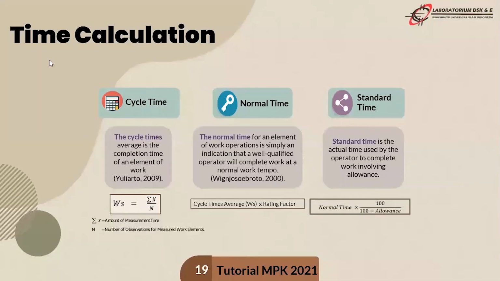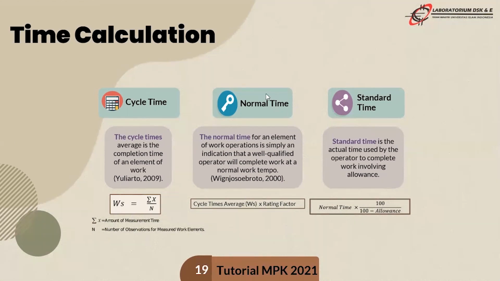Now move to the time calculation. The first is cycle time. The average cycle time is the completion time of an element of work, from Yuliarto 2009. The formula for the cycle time itself is sigma x divided by n, where sigma x is the sum of measurement times and n itself is the number of observations for the measured work elements.